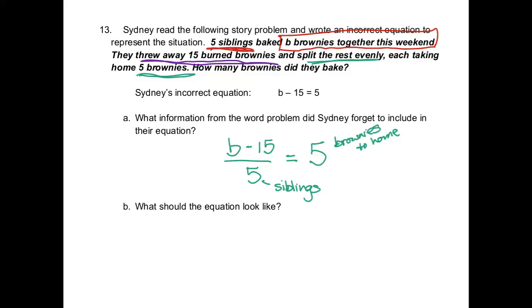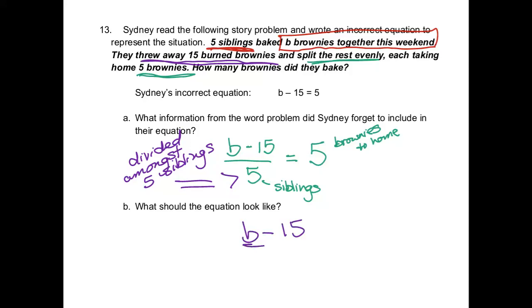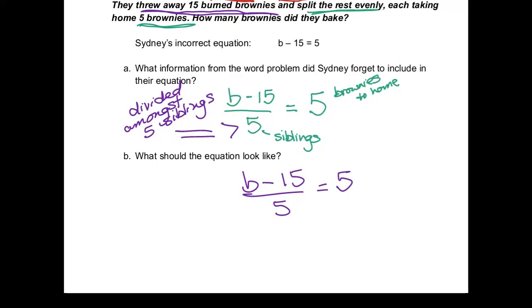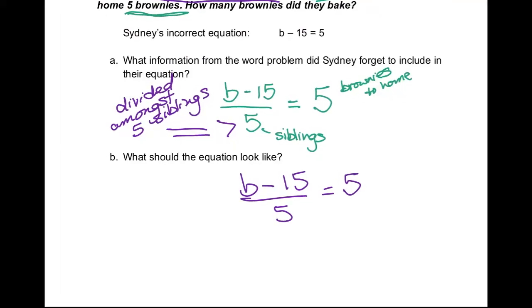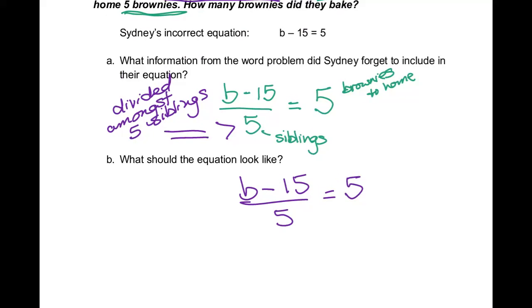Okay. Oh, so maybe I did this a little wrong. But what information for the word problem did she forget to include? She forgot to include that they were divided amongst 5 siblings. So she forgot to divide by that 5. What should the equation look like? You can just keep it up there and say, there it is. And what if I had to solve for this? It doesn't say this here, but how would I solve this?